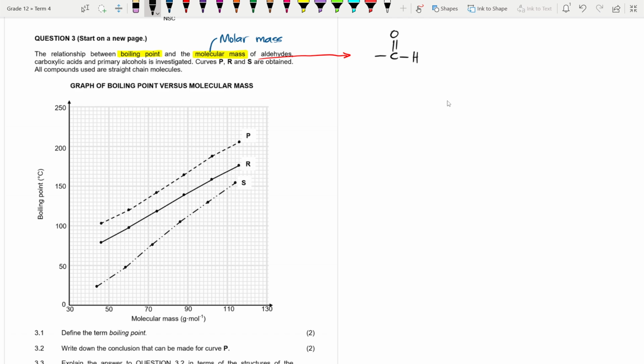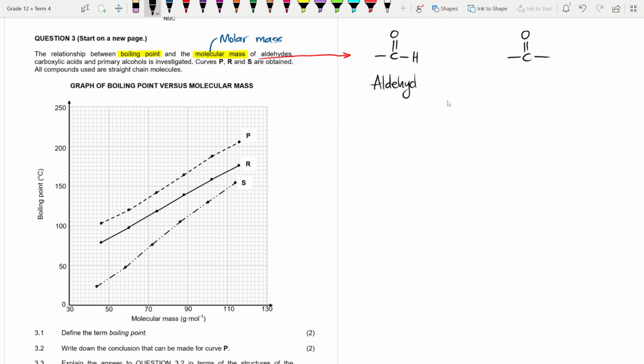That is an aldehyde. Then a ketone. How does a ketone look? It's C, then you have a C. Then the middle C has a double bonded O. Then you also have another C. Good. So for aldehydes, this is what we have.